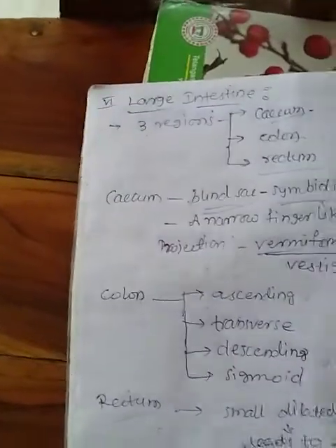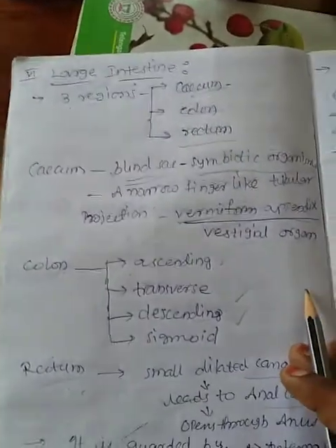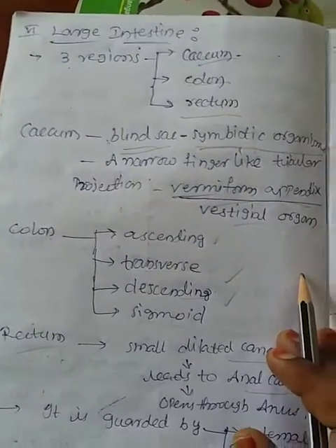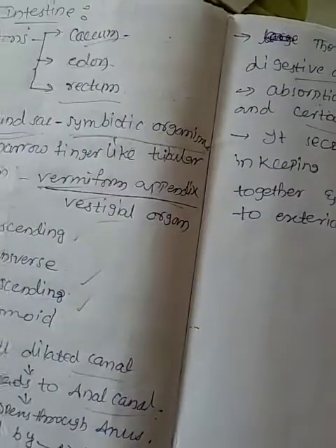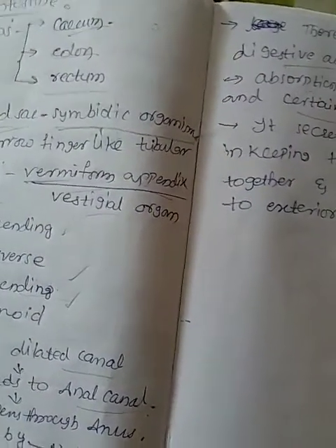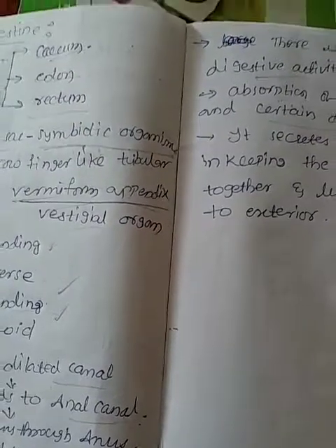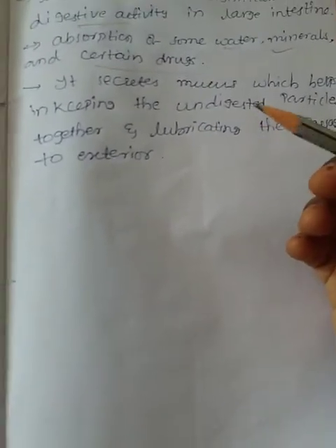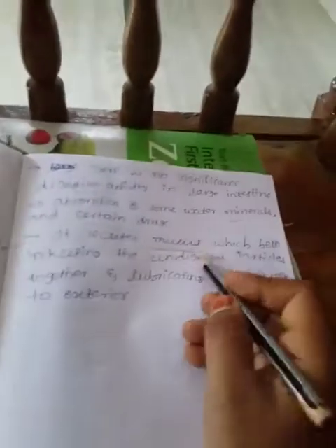In large intestine, there is no digestive activity present. Only absorption is present in large intestine. Some water, minerals and certain drugs are absorbed by large intestine. Large intestine also secretes mucus. It helps to hold the undigested food particles together and lubricate their passage to exterior.